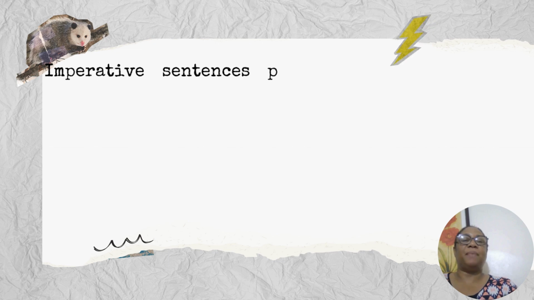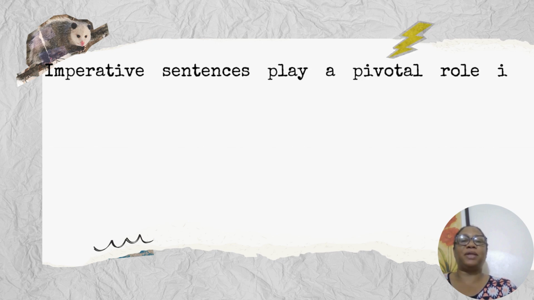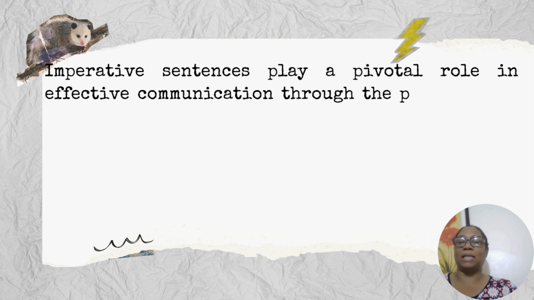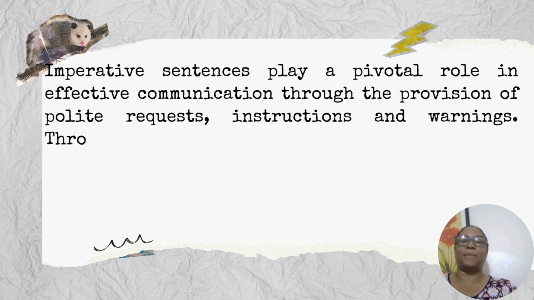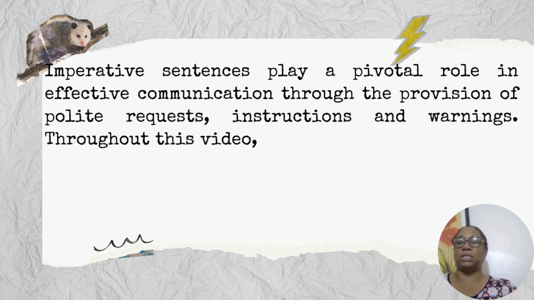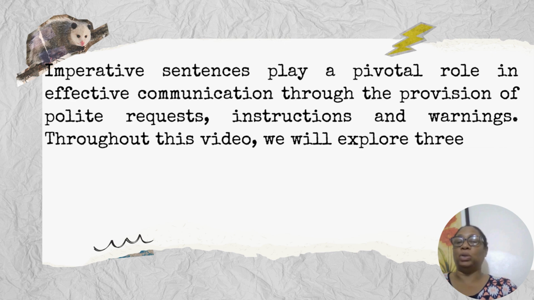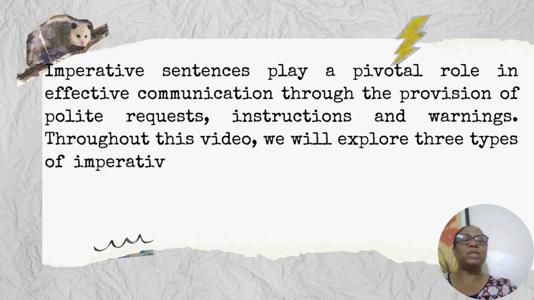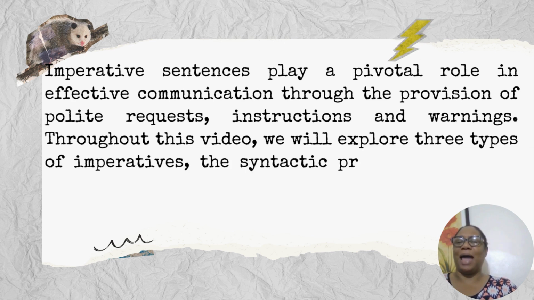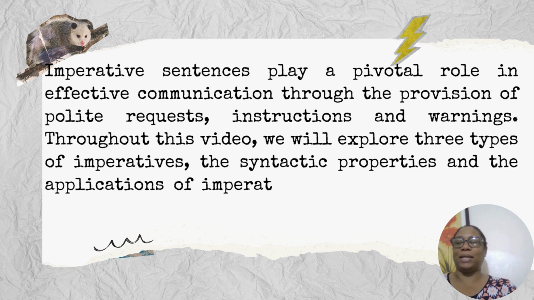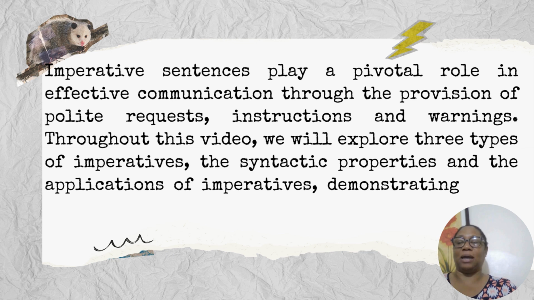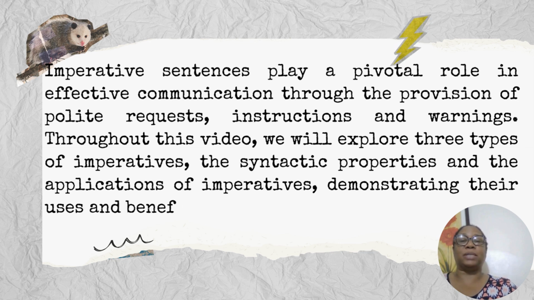Imperative sentences play a pivotal role in effective communication through the provision of polite requests, such as, please take a seat, or please don't smoke there, or give me that please. Instructions such as preheat the oven, use oil in the pan, measure 1 cup of flour, and blend but don't overmix. And finally, warnings: evacuate immediately or stay indoors.